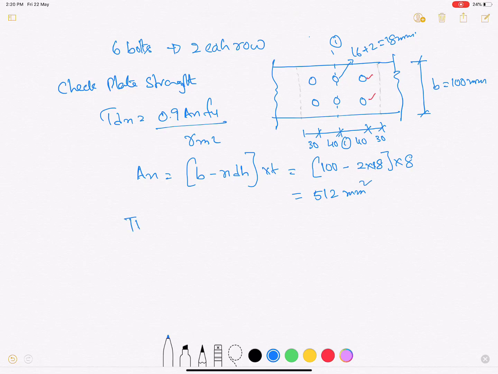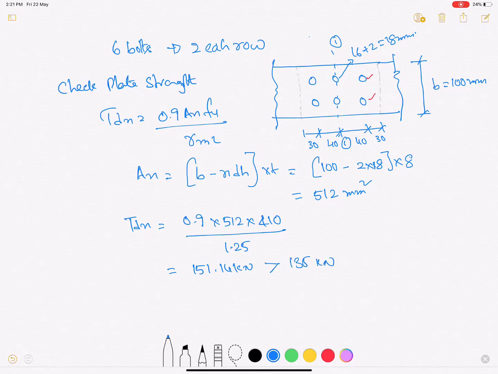Now TDN equal to 0.9 into 512 into 410 divided by lambda ML equal to 1.25, which is equal to 151.14 kilonewtons, which is greater than 135 kilonewtons of the factored force. So the connection is okay.